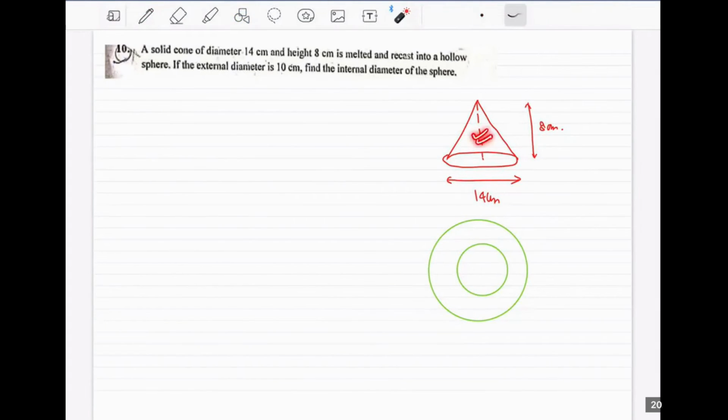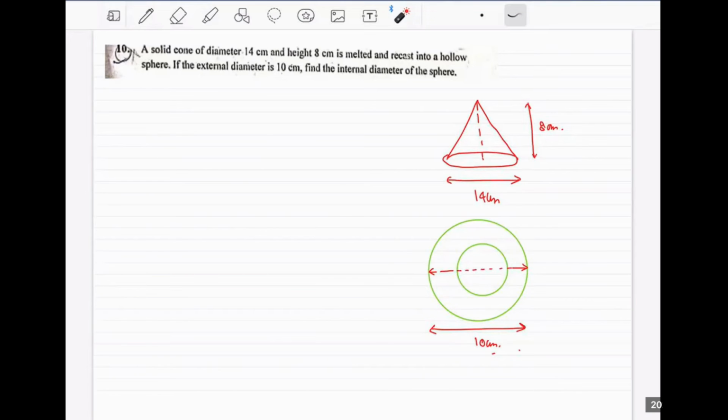Now this is melted and we form a hollow sphere. Now one part of the hollow sphere is given, look. The external diameter is from here to here. This is the external diameter, this is the internal diameter. The internal diameter is not given. The external diameter is given as 10 centimeters. So this part right here is given as 10 centimeters. But the internal diameter is not known. We don't know how much this is.